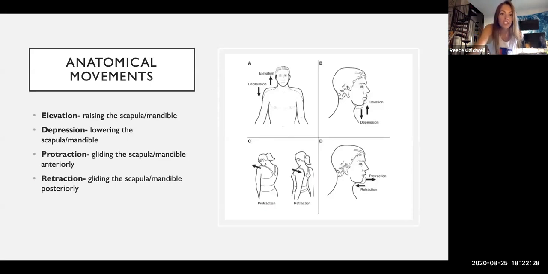Then we have elevation and depression. These are looking at the scapula and the mandible. The scapula are your shoulder blades, so these two guys right there. And then the mandible is your jaw. I won't be testing or quizzing y'all on that yet, just to know. So elevation would be shrugging your shoulders up. Depression would be shrugging them down. Elevation, depression, elevation.